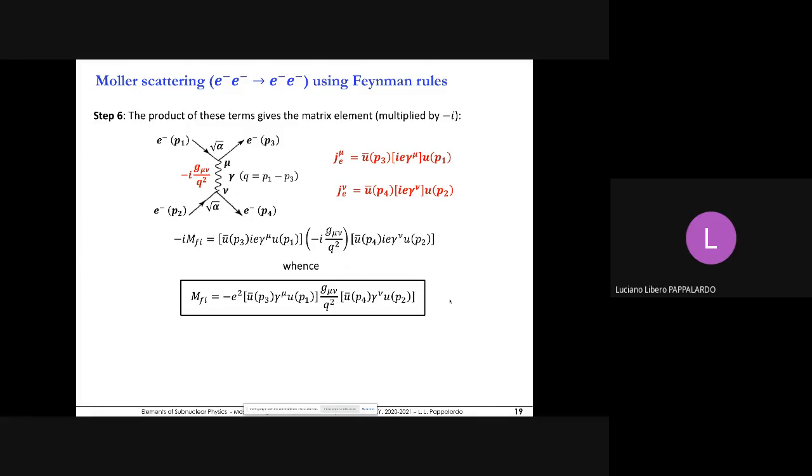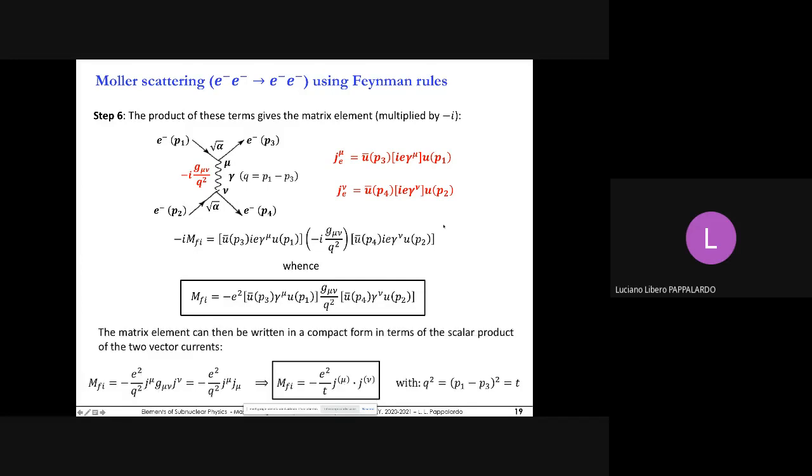So by simply applying the Feynman rules, we don't have to start from the Dirac equation to make the energy potential, to make all that algebra. You just have to plug in the three main ingredients, the two currents and the propagator, and you're done. And as we have seen already, this matrix element can be written in a more compact way in terms of the scalar product of the two vector currents. So again, we make use of the metric tensor to end up with the scalar product at the end. So we can write it here in this way. This is a t-channel, so we are allowed to substitute q squared with the t Mandelstam variable, which is defined in this way.